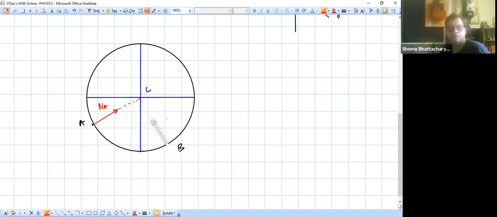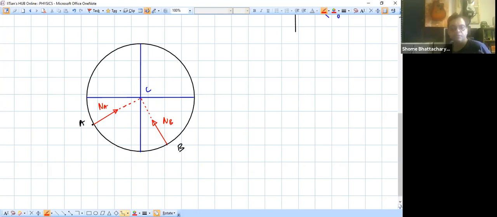Okay, so that is, let's say we call it NB. So that will act along this line. So these are the two contact forces which are acting, because there's a contact point at B over here and there's a contact point at A over here.